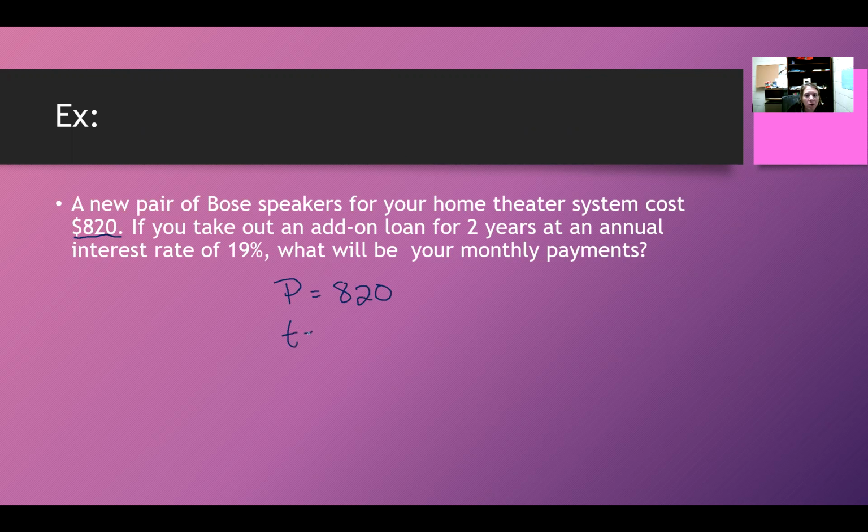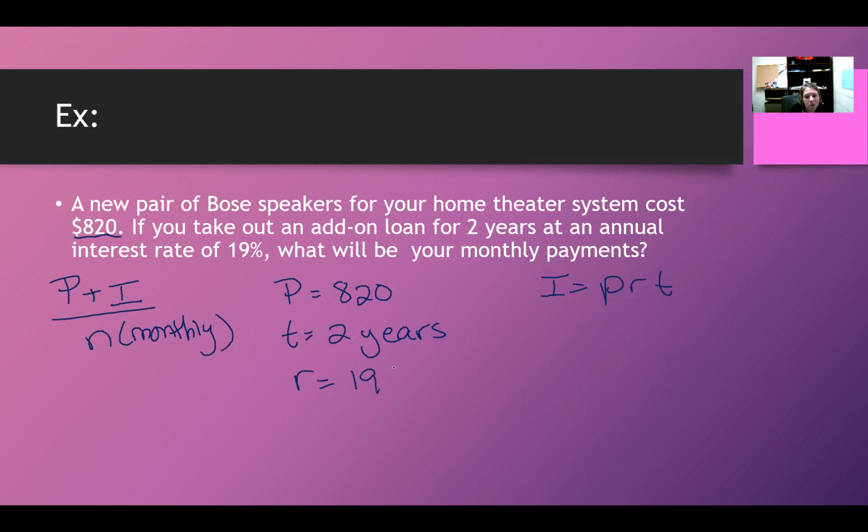We're taking out a loan for 2 years. Remember T, we don't really use T in the add-on formula, but we have to use it first in the simple interest formula to find out how much interest we're going to pay on the loan. Because remember the formula is your amount plus your interest divided by N, and N is how many monthly payments we're going to have. And then we have a rate of 19%.